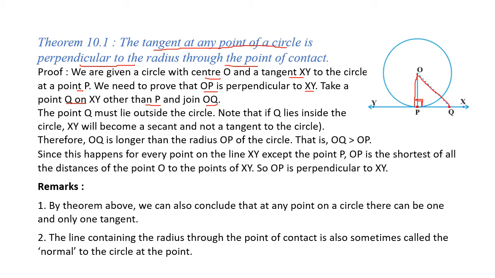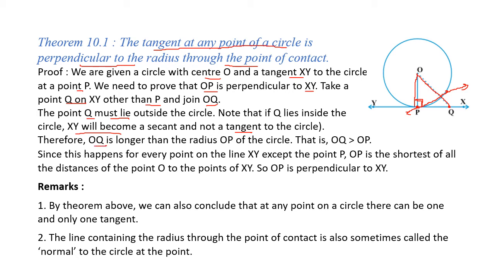Now you will see that the point Q must lie outside the circle. Why? It must lie outside. If it lies on the circle, then PQ is not a tangent but it is a secant. But we have mentioned XY is a tangent. Now, if the point Q lies on the circle, then XY will become a secant. But XY is not a secant. Why is it not a secant? Because it is mentioned it is a tangent. So, if it is a tangent, then Q should lie outside the circle.